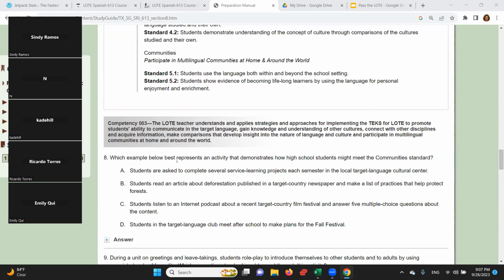So which example below best represents an activity that demonstrates how high school students might meet the community standard? Let's look at communities. There's 2 of them. 5.1, students use the language both within and beyond the school setting. 5.2, students show evidence of becoming lifelong learners by using the language for personal enjoyment and enrichment. So out of these 4 options, which one would be communities? What do y'all think?